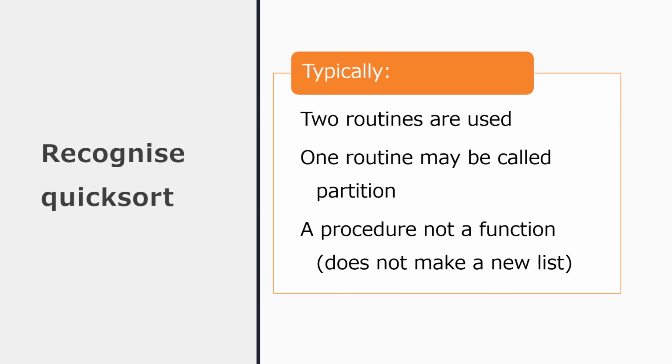So how would we recognize the quicksort? Like merge sort, it will use two routines, but the second routine is a partition routine. It partitions the list around a random pivot value, and it doesn't make a new list. It doesn't use extra space in RAM.